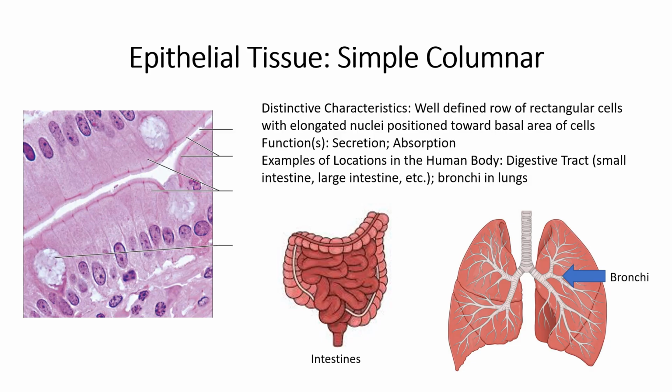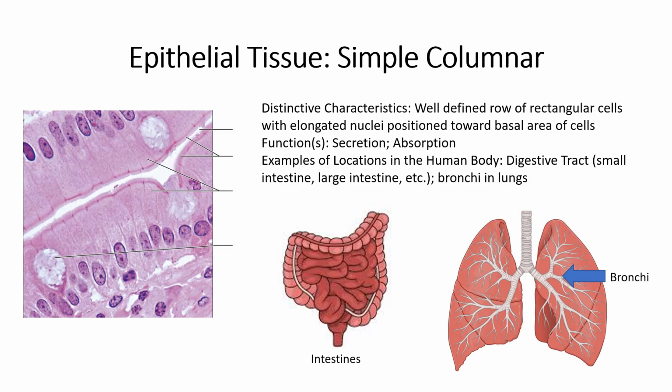So where you see the white between where you see the two rows of cells come together, that would be the lumen of the organ. So the opening, the inside of the organ. All right. Where you typically find simple columnar epithelial tissue would be lining the inside of like your digestive organs, particularly your intestines, small intestine, large intestine, and then within the bronchi, within the lungs.